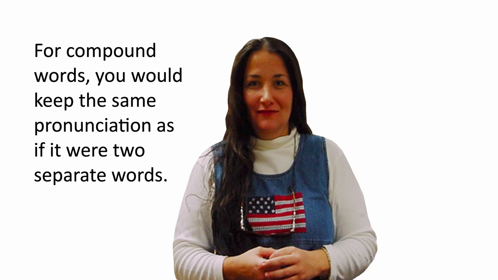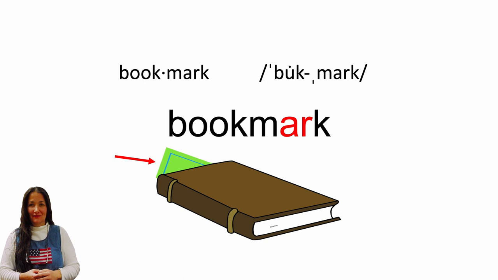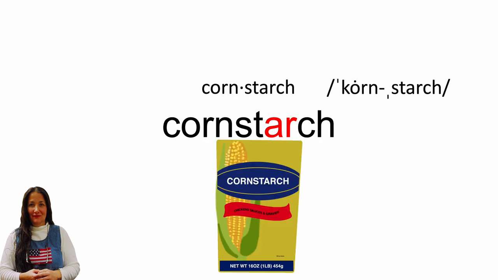For compound words, you would keep the same pronunciation as if it were two separate words. Backyard. You would look at the word yard and follow the rules for yard. In the back of a house, the yard is called a backyard. Bookmark. To hold your place where you were reading, you would use a bookmark. Cornstarch. It's a thickener when cooking.